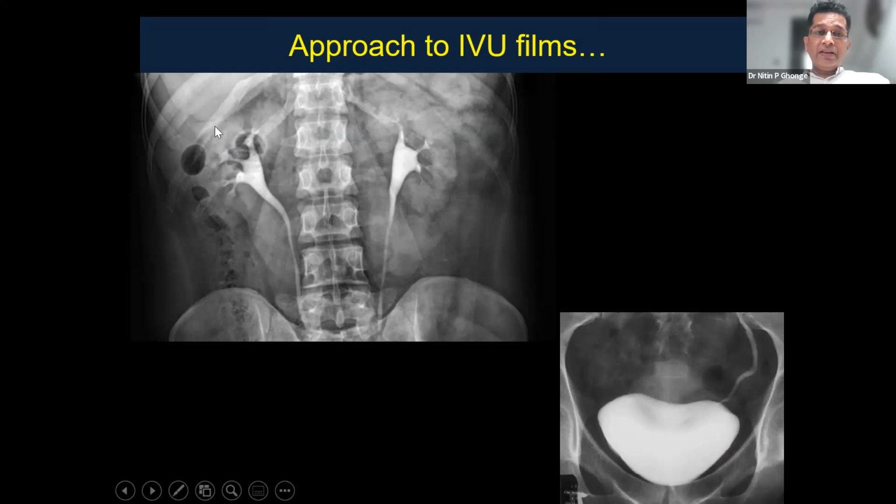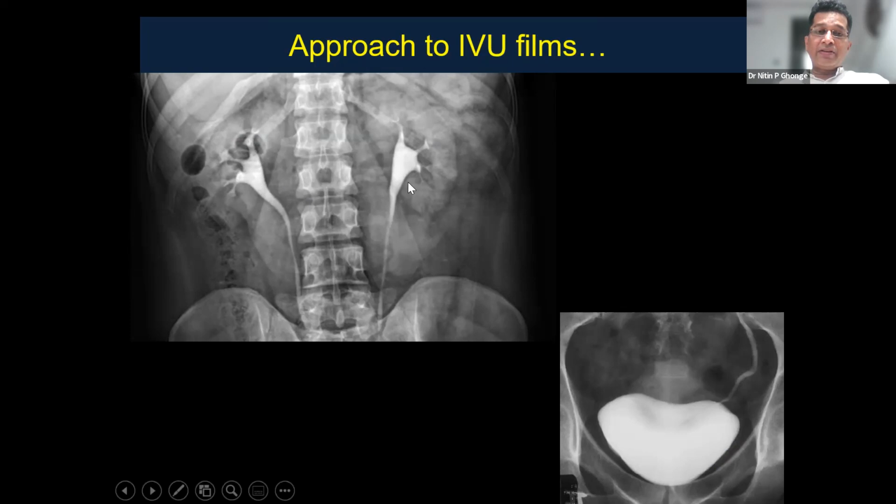In the initial 2 to 3 minute film, we can only see the nephrographic phase. Only the renal outline is seen because the contrast is in the cortex and medulla. But after the 5 and 10 minute film, we can see the excretion of the contrast into the urinary calyceal system, and this is what is called the pyelographic phase.